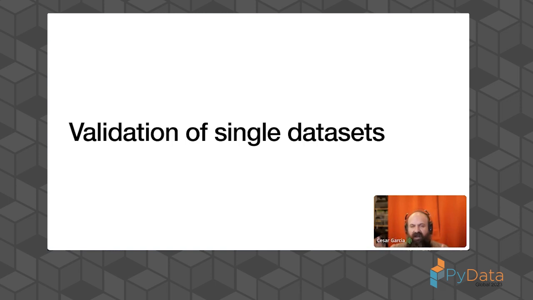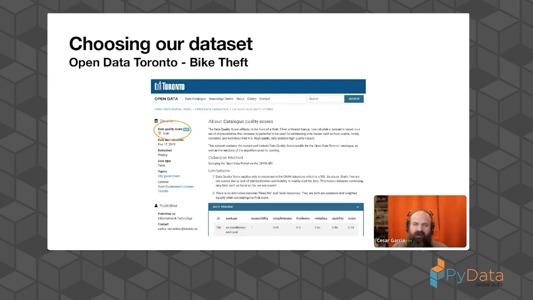I'm trying to point out that whenever we are accessing a portal, we might find, for example, yearly reports of accidents, and every single year we'll have a different data set. So whenever we are trying to validate one of these single data sets, we're going to try to figure out if the quality of the data set included in this individual file is good enough or not.